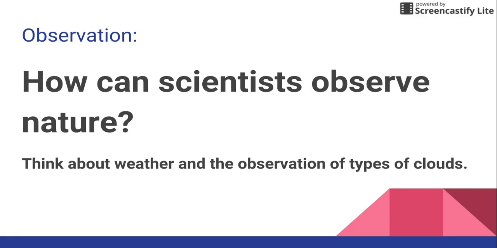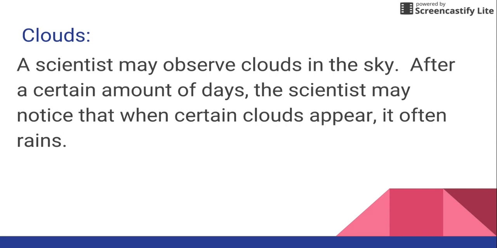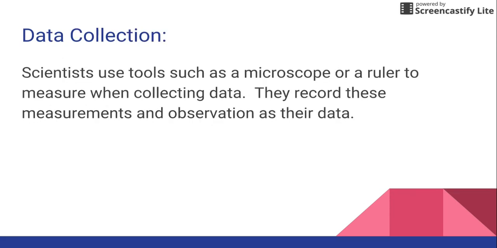How can scientists observe nature? Well, think about weather and the observation of types of clouds. A scientist may observe clouds in the sky. After a certain amount of days, a scientist may notice that when certain clouds appear, it often rains.